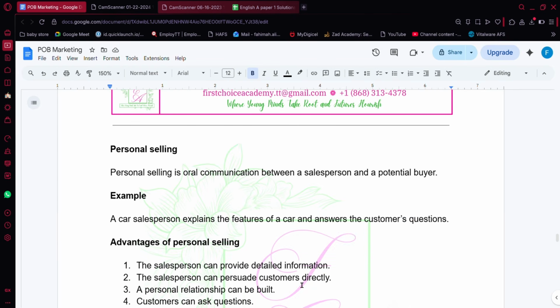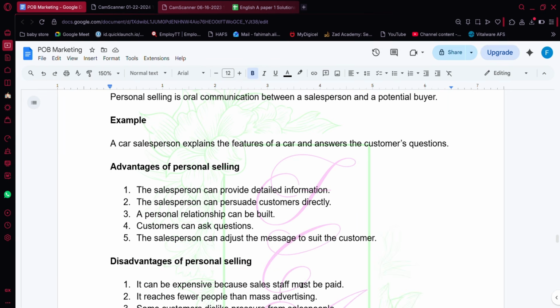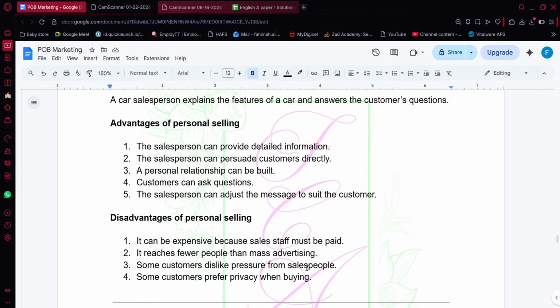Personal selling is oral communication between a salesperson and a potential buyer. Advantages of personal selling: the salesperson can provide detailed information. The salesperson can persuade customers directly. A personal relationship can be built. Customers can ask questions. The salesperson can adjust the message to suit the customer.